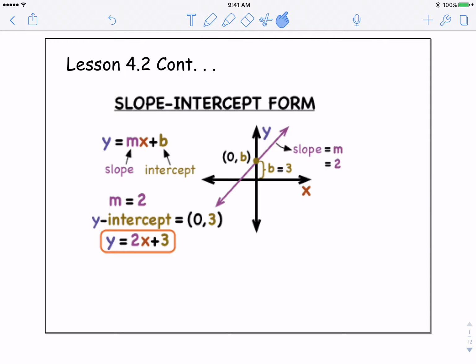Today we're going to use the information we talked about yesterday on slope-intercept form to take an equation in slope-intercept form and graph it on a coordinate plane. Yesterday we talked about the different parts of the slope-intercept form equation.